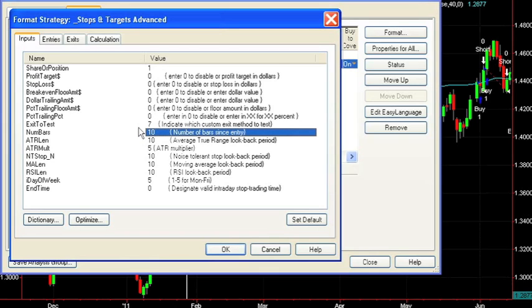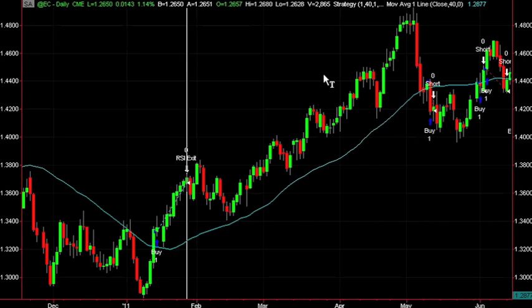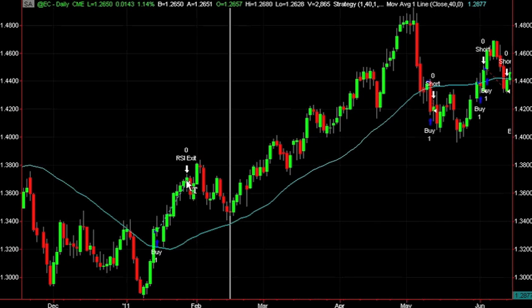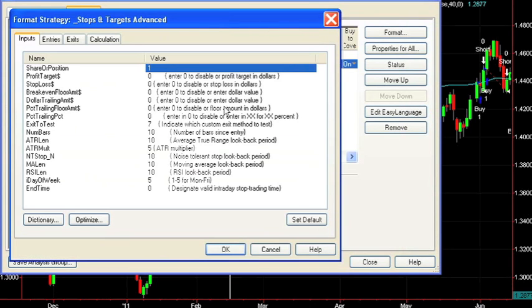Input number 7 has to do with a simple RSI calculation. And this input here is the RSI look-back period of 10. We'll turn that on. And there's our RSI-based exit. Very simple. Very familiar to many of you.